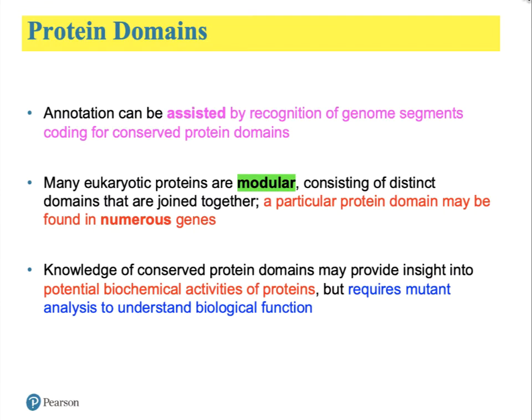This segues nicely into protein domains. Students sometimes have a hard time with secondary structure of proteins, alpha helices and beta sheets, tertiary structure of proteins, localized folding, and this thing called protein domains. Protein domains are simply functional or structural regions of a protein that are independent of other regions of that protein.